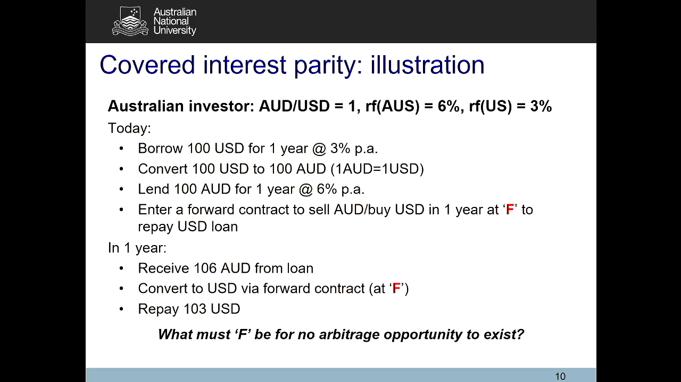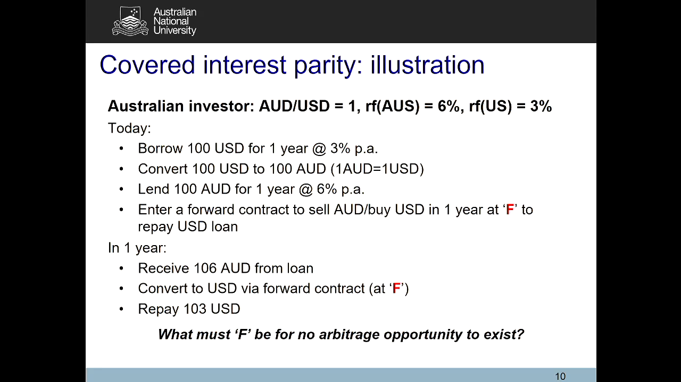We're going to borrow in the US, let's put it in millions, 100 million US dollars today. So today we receive 100 million US, and that is a 1-year loan. We're then going to convert our US dollars into Australian dollars. Remember, at the moment the exchange rate is parity, so our 100 million US gives us 100 million Australian. We're then going to lend 100 million Australian dollars for a year. So we have a 100 million US dollar loan and a 100 million Australian dollar investment. They are both 1 year long. We're borrowing at 3% US and lending at 6% Australian.